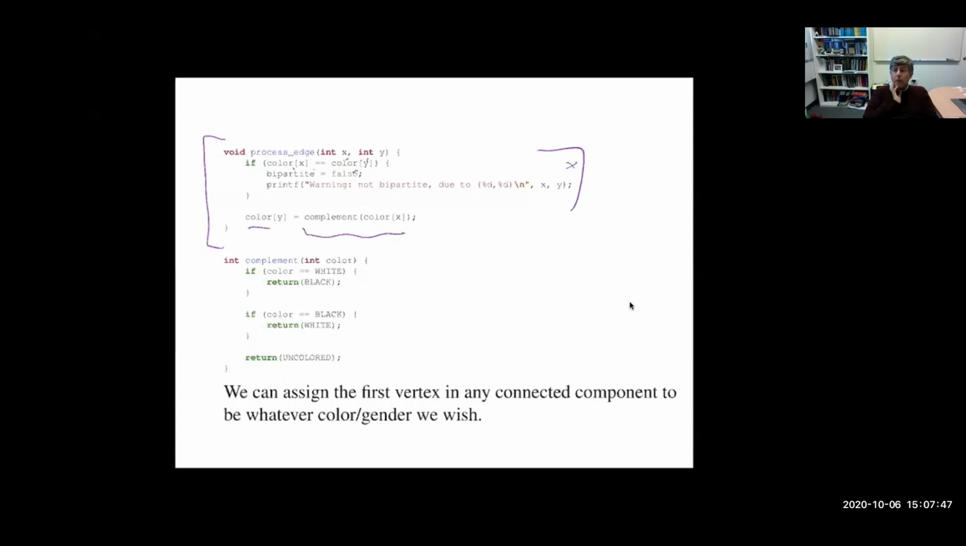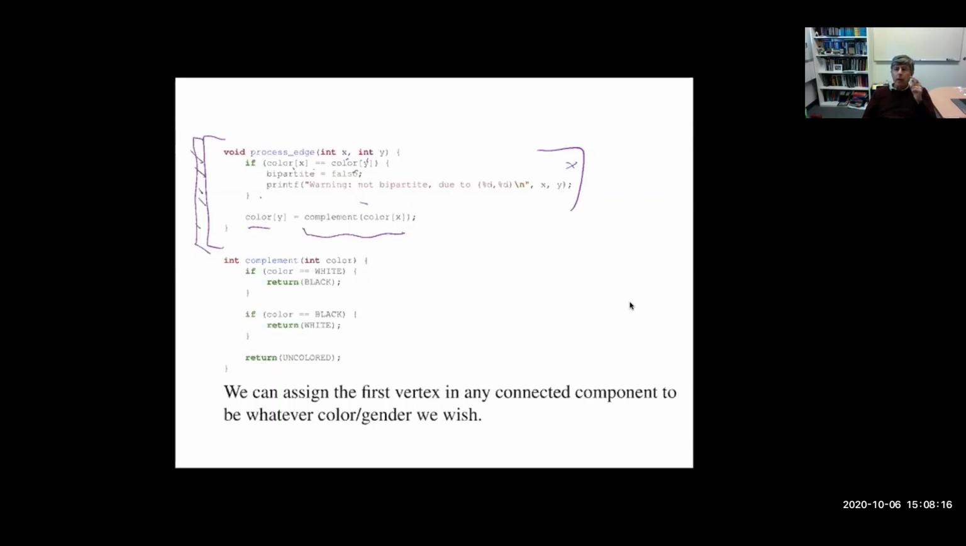Okay. So notice how, in this case, we're doing this every time we process an edge. We could have perhaps colored the vertex when we discovered it. That would have been done in process vertex. Any questions about how we would use this breadth first search idea to two-color graphs?